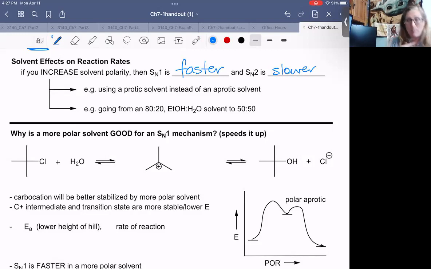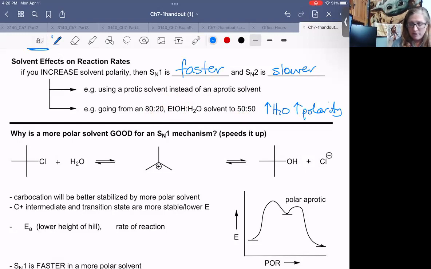Okay, so for example, what does it mean to increase the solvent polarity? If I used a protic solvent instead of an aprotic solvent, right? Because protic is more polar. Or if I had a mixture of ethanol and water, say 80% ethanol, and then I moved it down to 50% ethanol, if I increase the amount of water, that's going to increase the polarity, because remember, water is more polar than any alcohol solvent. Okay, so those are some ways that we can increase the polarity.